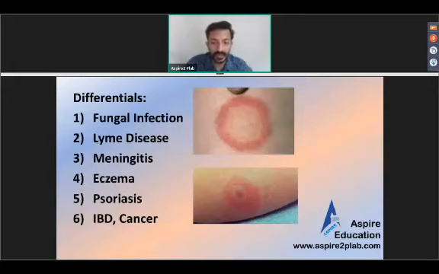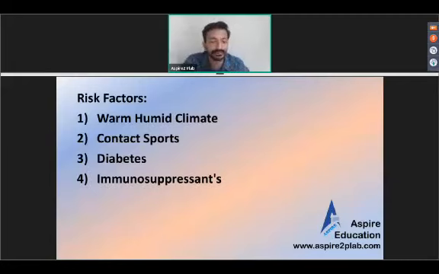Okay. So what are the risk factors in these kinds of scenarios? If it is a warm, humid climate, there are more chances of getting a fungal infection. Contact sport: if the patient is playing contact sport, like football or rugby, all these kinds of sport, that is again a risk factor for developing a fungal infection.